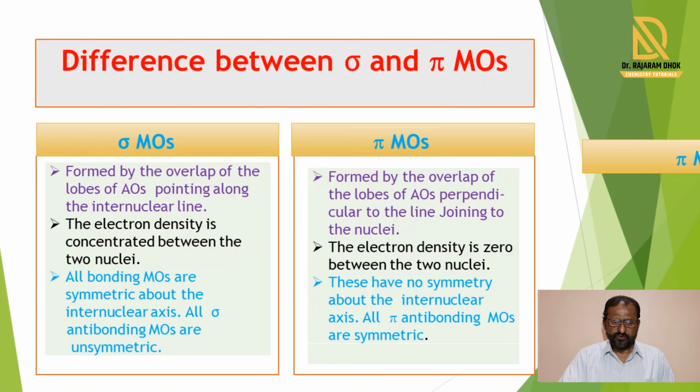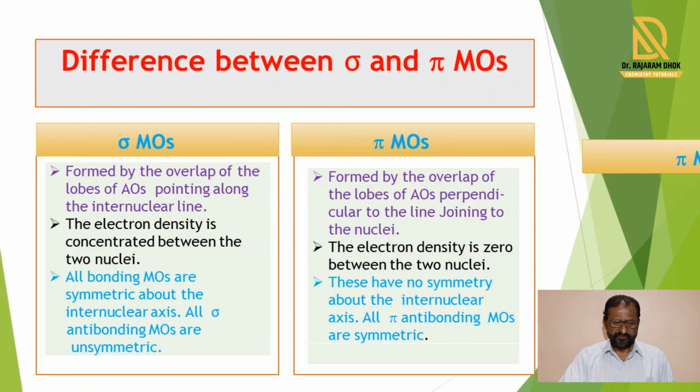Now the second difference between sigma and pi molecular orbitals is that the electron density in a sigma molecular orbital is concentrated between the 2 nuclei, and in case of the pi molecular orbitals, the electron density is 0 between the 2 nuclei. Then the third difference: in case of sigma molecular orbitals, all bonding molecular orbitals are symmetric about the internuclear axis. So all sigma antibonding molecular orbitals are unsymmetric.